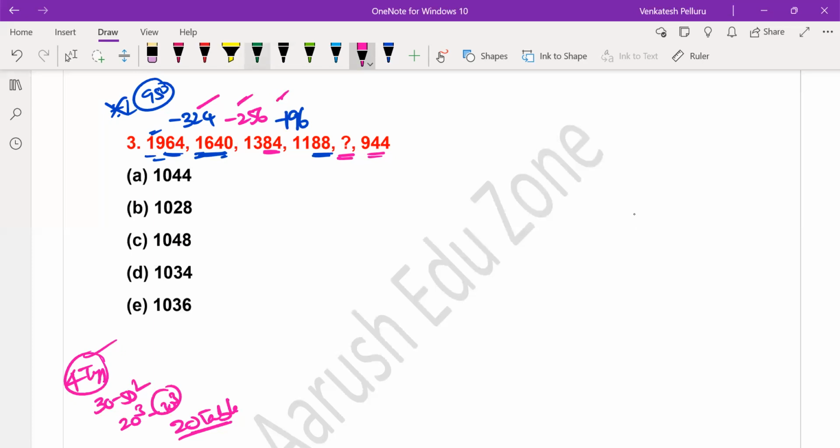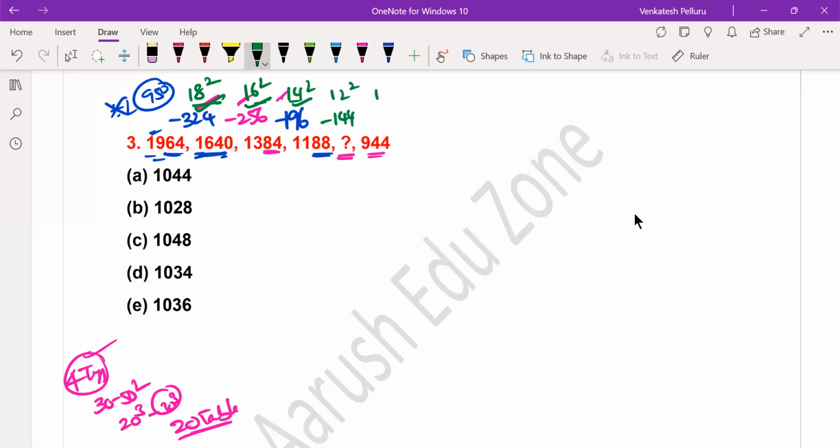So the logic here is, if you observe these values, this is 18 square, this is 16 square, this is 14 square. 18, 16, 14, all of them are even numbers, but in descending order. So I'm subtracting even numbers in descending order. The next even number is 12, right? 12 square. So I have to subtract 12 square, 144.